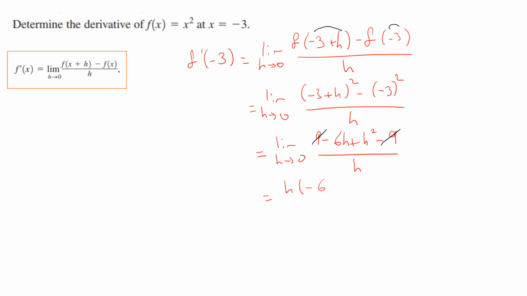I now have -6 plus h all over h, and don't forget your limits whenever you're writing it, because we didn't plug in 0 in the place of h yet. Now I can cancel the h's out, and I'm left with -6 plus h. I plug in 0 for h, and my answer is -6. Therefore, the derivative of f(x) equals x squared at x equals -3 is -6.